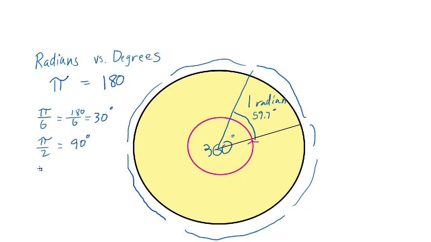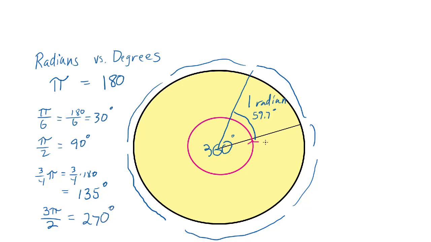What would 3/4 pi represent? 3/4 pi would represent 3/4 of 180, or 135 degrees. Starting to get the hang of it? What if I had 3 pi over 2 as an angle measure in radians? That would be equivalent to 180 times 3 halves, or 1.5. That would be 270 degrees.